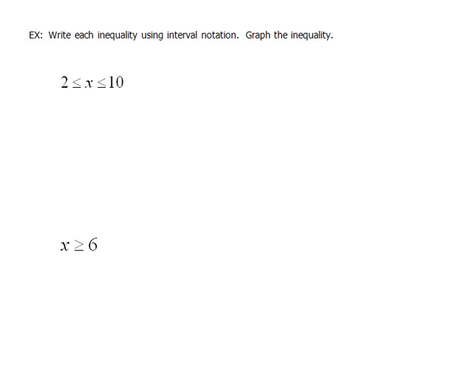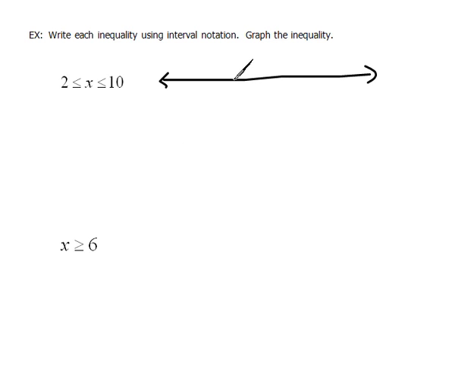Now that we've talked briefly about interval notation and graphing things on a number line, parentheses and brackets, let's start working with that. So in these examples it says to write each inequality using interval notation and graph the inequality. Our first example, if we read this off, says 2 is less than or equal to x is less than or equal to 10. Now I know it says to write the inequality as an interval first, but I think that it's easier actually to go ahead and look at it on a number line first.